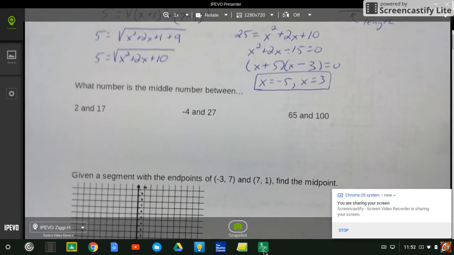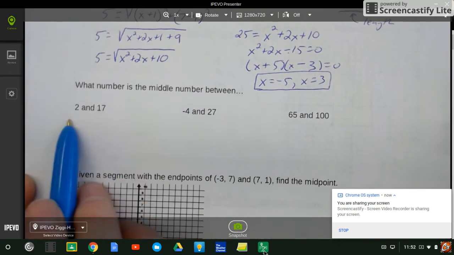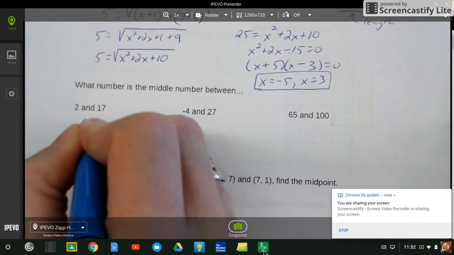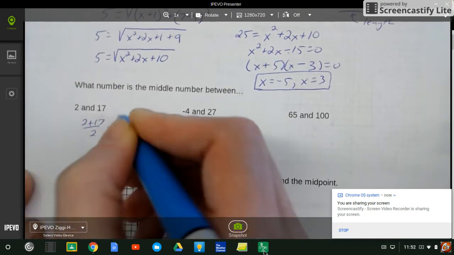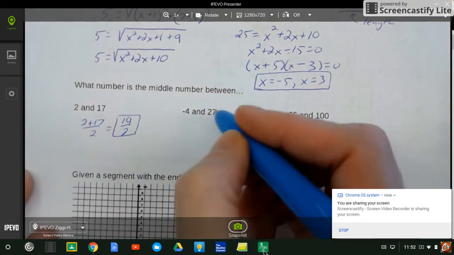So now that we've talked about the distance, let's talk about midpoint. So easy things. What's the middle number between 2 and 17? Well, I can easily find that by saying 2 plus 17 over 2. And that's going to give me 19 over 2. There's the middle number. That works for any two numbers.